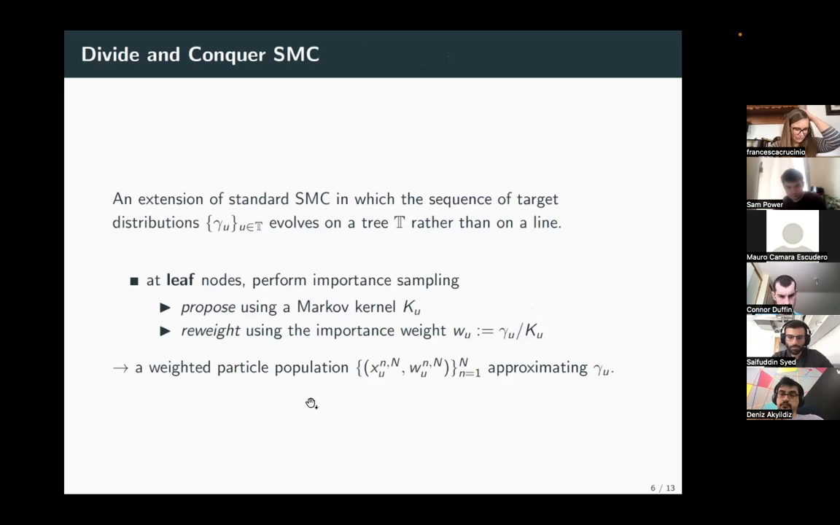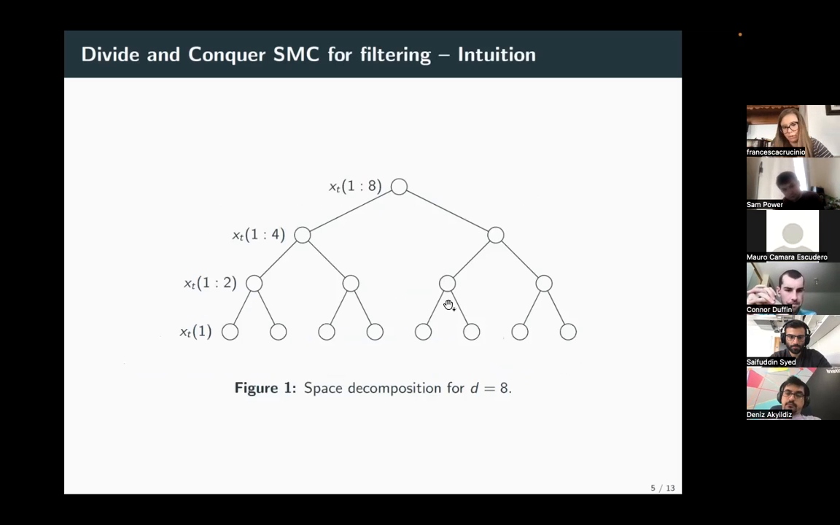So what is this divide and conquer SMC? In one line, it is an extension of standard SMC in which instead of moving our inference problem in a linear fashion, which corresponds to time, we use a tree. Standard SMC works fairly well with state space models because we move forward in discrete time, one step at a time. Every time that we move forward in time, we perform an importance resampling step. Over here, we do the same, but we do it on a tree. So this is the tree that we're going to use.